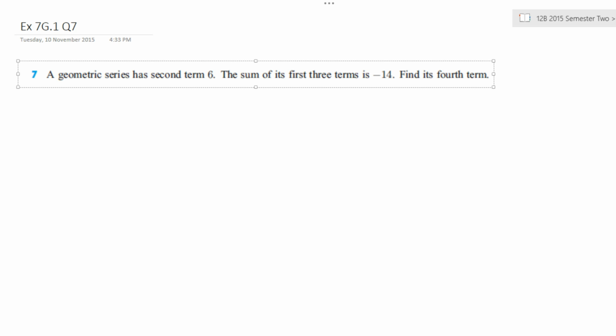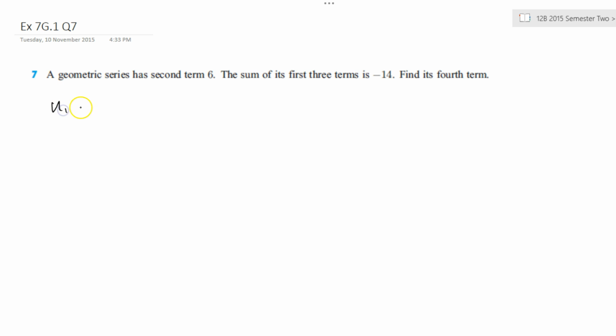Alright, so geometric series question. This is exercise 7G.1 question 7. A geometric series has a second term of 6. The sum of its first three terms is negative 14. Find its fourth term. How do we go about geometric series?